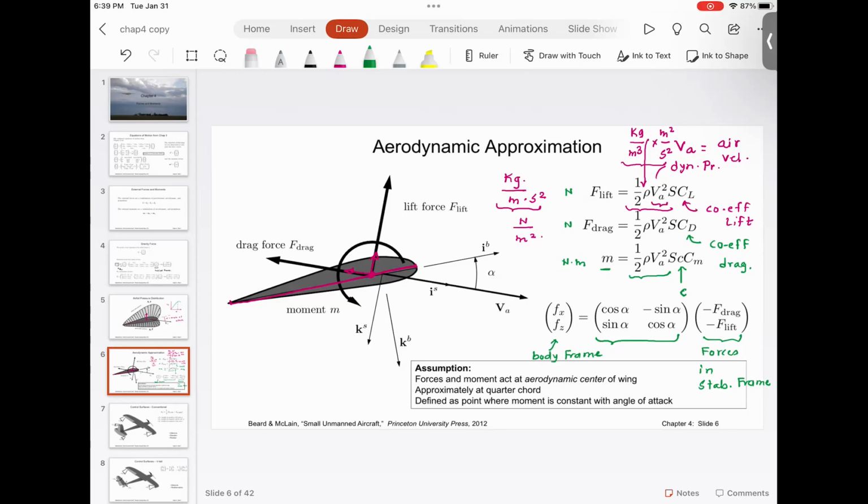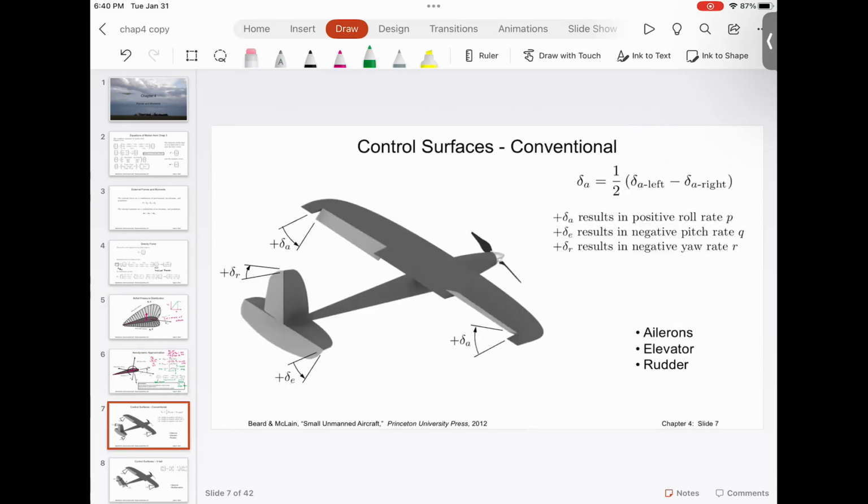Now, one thing I want you to understand is to be careful about the sign. As you can see, the air velocity VA is in the positive direction of IS, but the lift force and the drag force are opposite to KS and IS. That's why you have a negative sign, because the forces are opposite to the frame. Now, in the next few slides, I want to talk about the different aircraft configurations and how the control surfaces change.